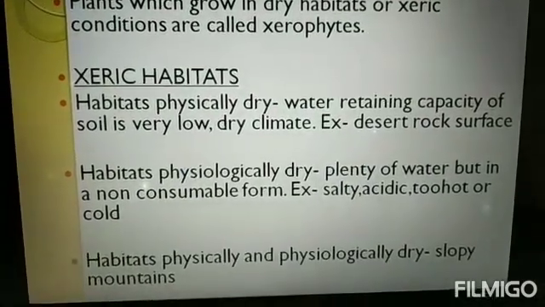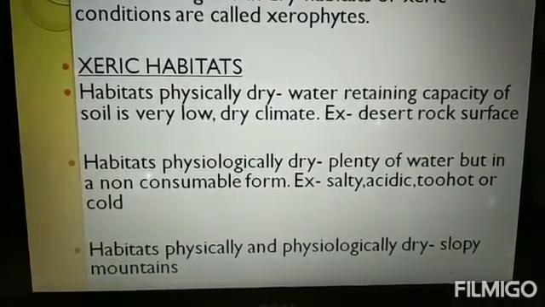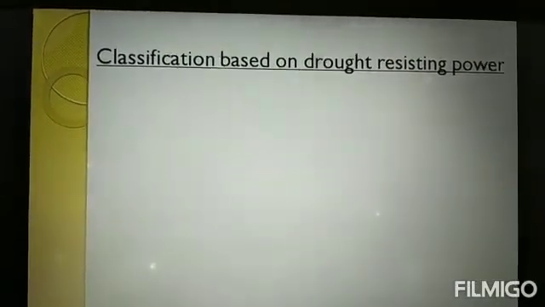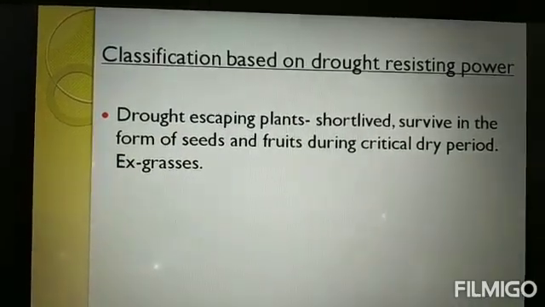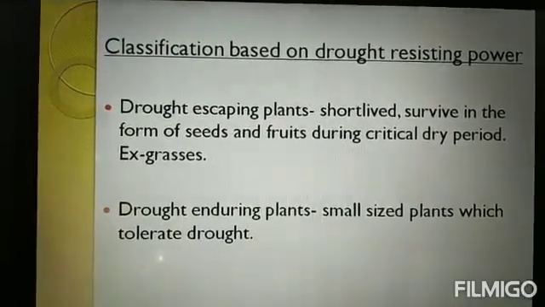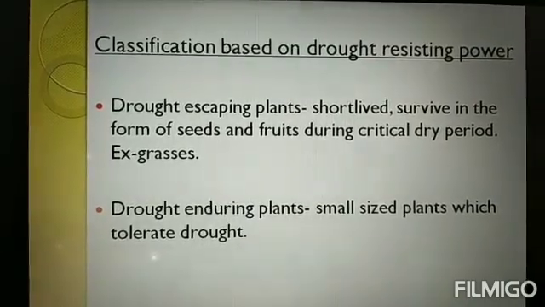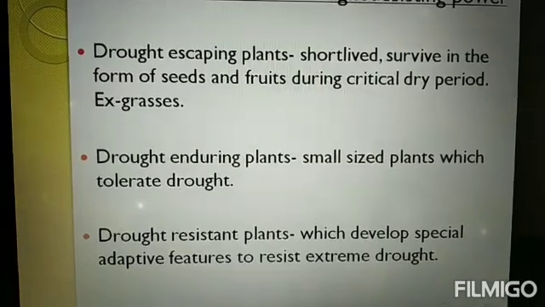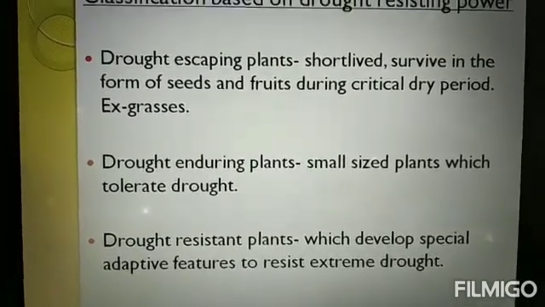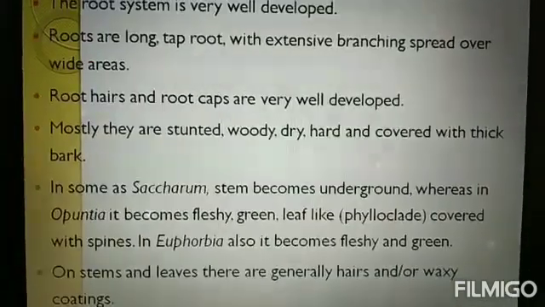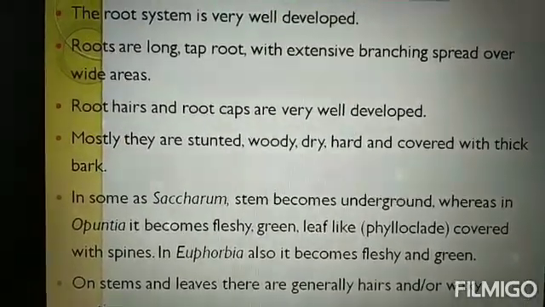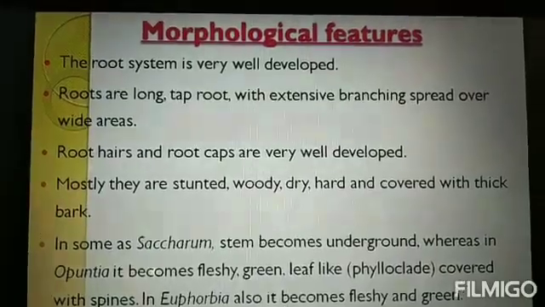They may be physically or physiologically dry conditions. The classification is based on drought resistance. Drought escapers are one group of plants that escape the drought condition. The second group are the drought enduring plants, and the third category is drought resistance.